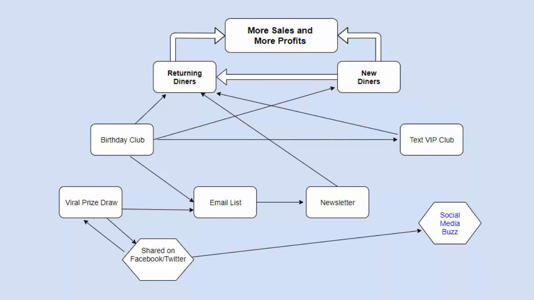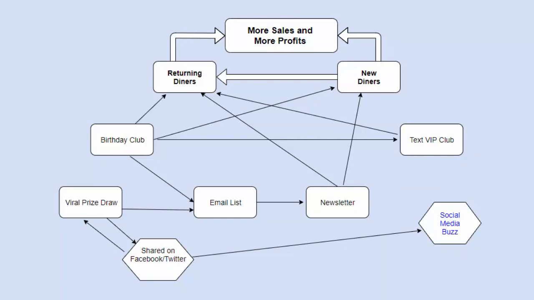Your email list continues to grow month after month, and so each month more and more people receive your email newsletter. This results in both existing diners deciding to visit you more frequently, and also new people who entered your draw but haven't dined with you before now become customers at your restaurant. In over 4 years of testing, the viral prize draw is the very best way I've found to grow a large email list for a restaurant.